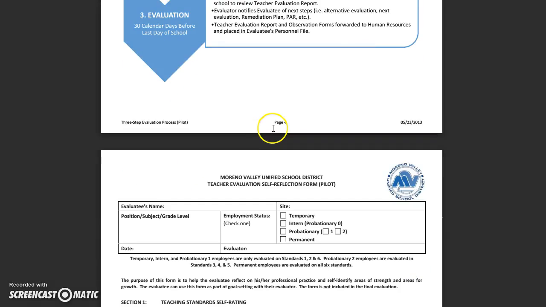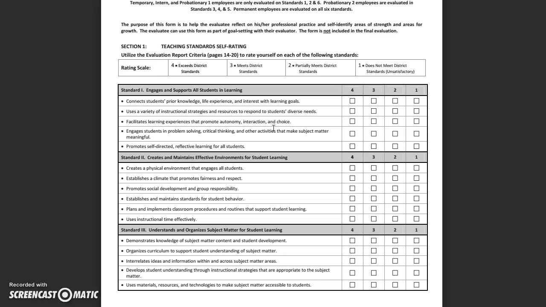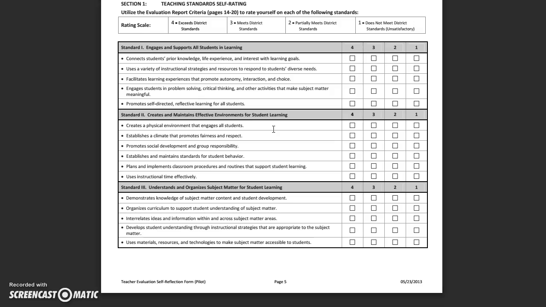So I'd like to show you what that form looks like. This is the self-reflection form that the teacher would complete prior to the pre-evaluation meeting. This guides their thinking in regards to determining their own goals. As you can see, it's based on the 6 standards for the California Standards for the Teaching Profession.